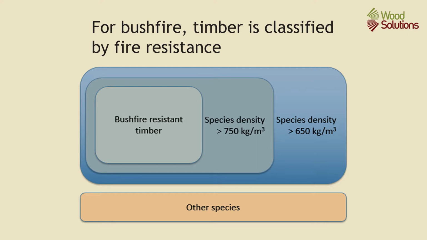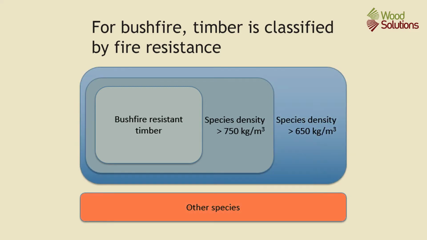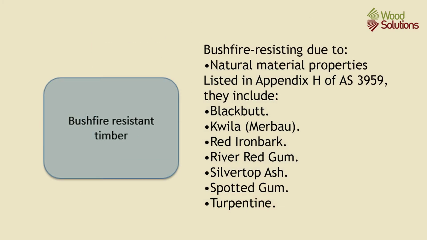The first is bushfire resistant timber, then species with a density greater than 750 kilograms per cubic metre at 12% moisture content, then species with density greater than 650 kilograms per cubic metre, and lastly other species. Bushfire resisting timbers may be so due to a number of reasons. The first is the natural properties of the material, then the impregnation of the material with fire retardant chemicals or the application of some fire retardant coating.